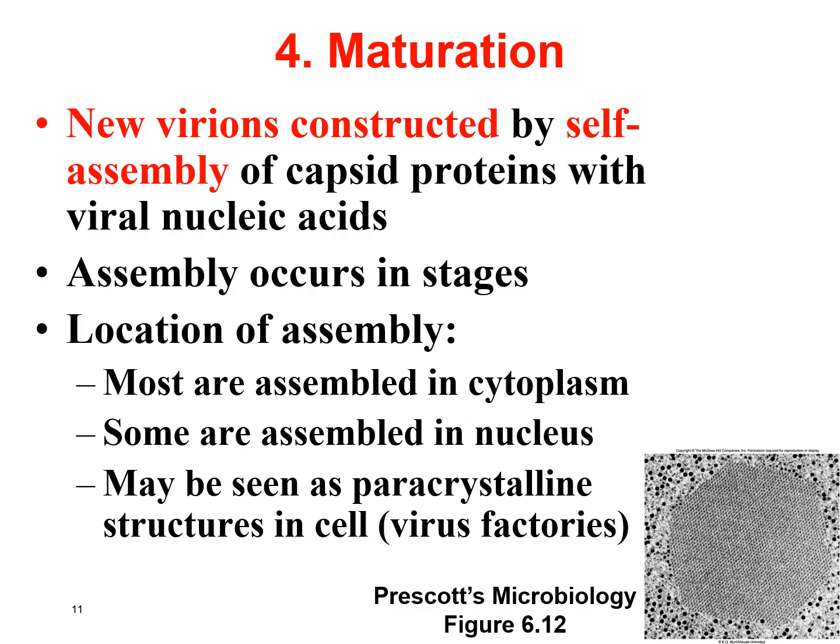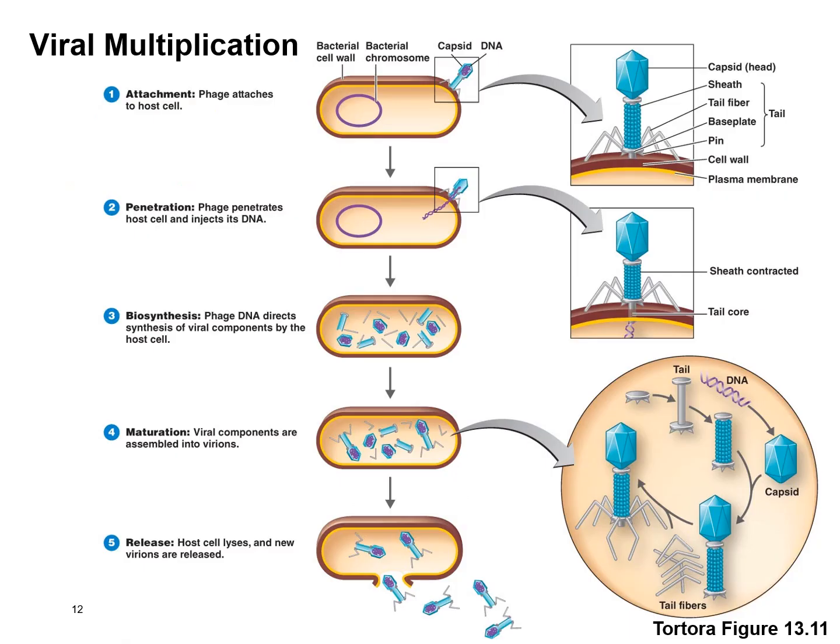Okay, and this is showing you a bacteriophage, and you can see here on the bottom right, you can see the self-assembly going on with the maturation phase. So all of these pieces that are made inside the host cell, they just automatically self-assemble and snap together and make new virus.